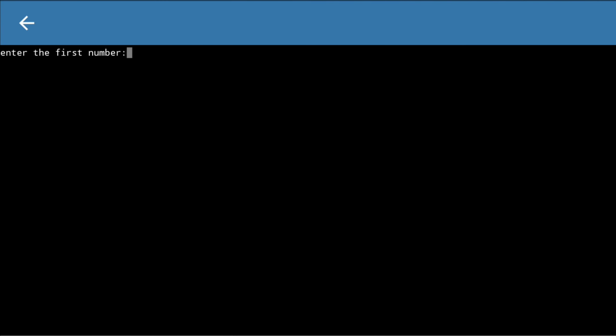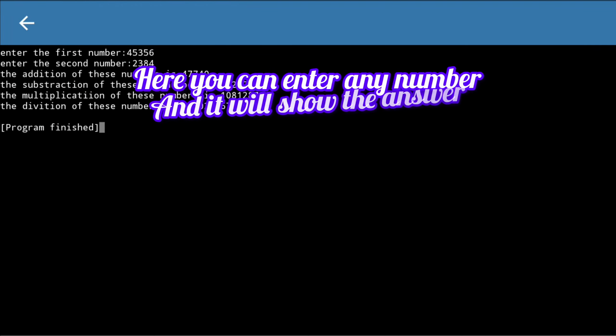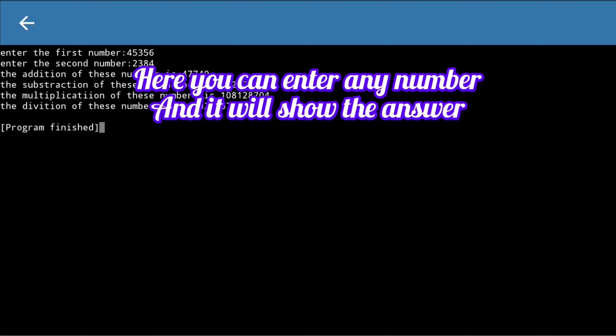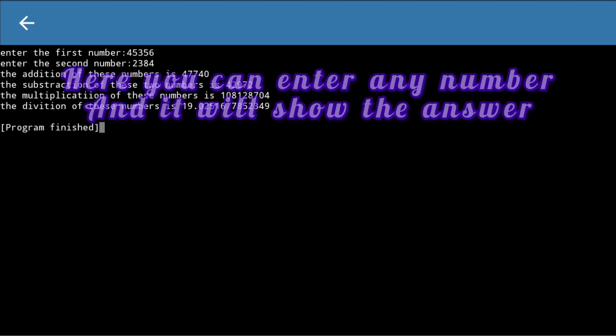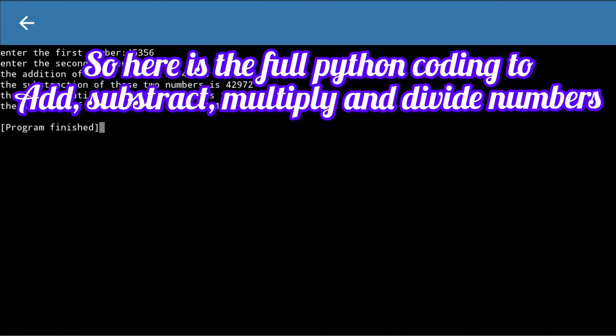Let us enter the first number as 45,356, and the second number as 2,384. And here is the result. Here, you can enter any number, and it will show the answer. So, here is the full Python coding to add, subtract, multiply or divide numbers.